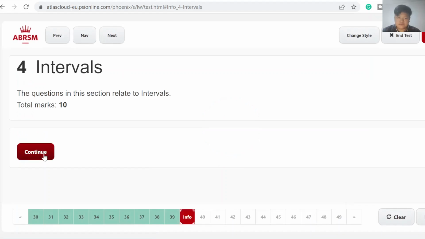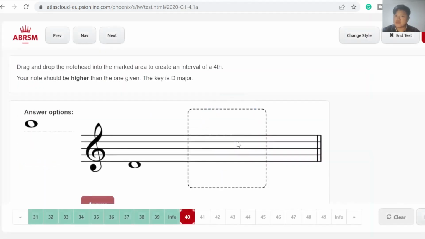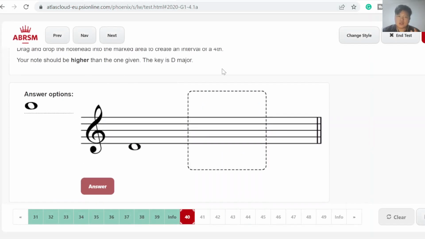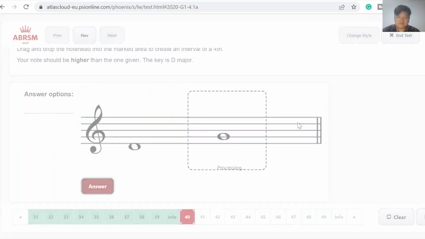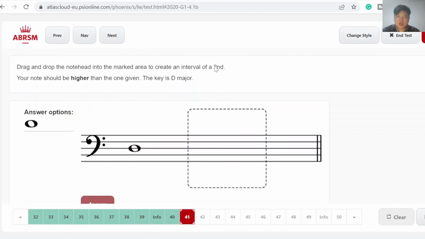Next, interval. Right, interval is the distance between two notes. So this is a D here. So I need the 4. Right. So D, E, F, G. So you need to write a G note here. Right. Next one, I want a second from the D here. So this is D. It's an E here. Right. And then I want an 8 here. So this is D. I will go to the D note here.